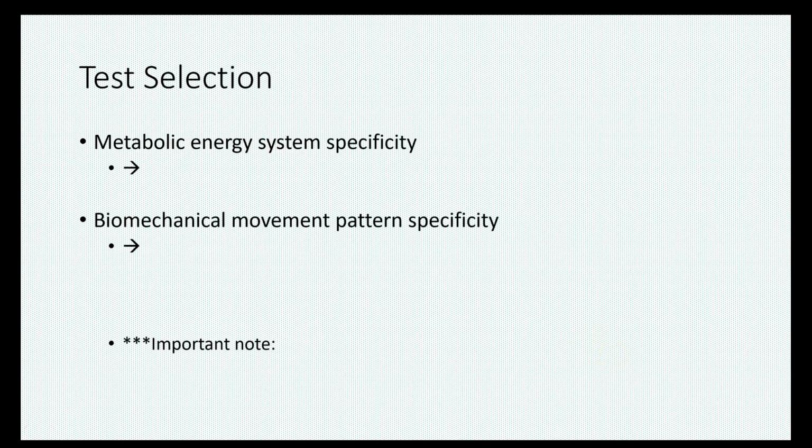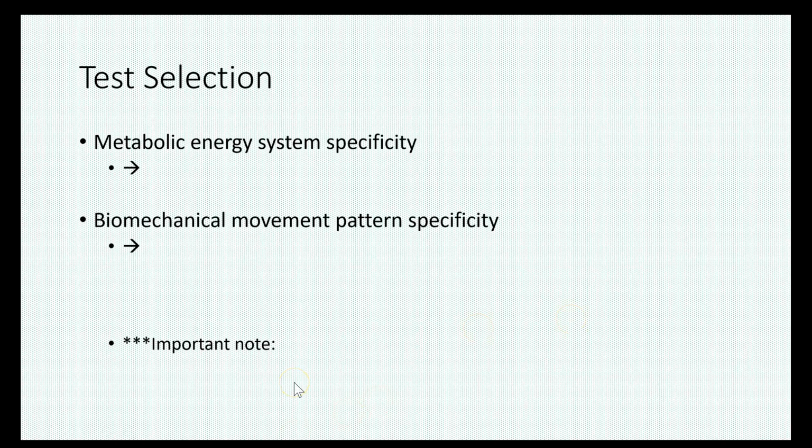Inter-rater reliability, the degree to which different raters agree, also referred to as objectivity or inter-rater agreement. And that inter-rater variability is the lack of consistent scores by a given tester, or the intra-rater variability. Okay, metabolic energy system. Let's talk about the test selections now.